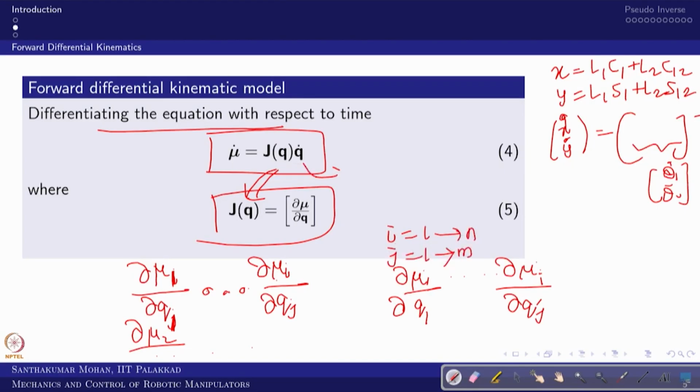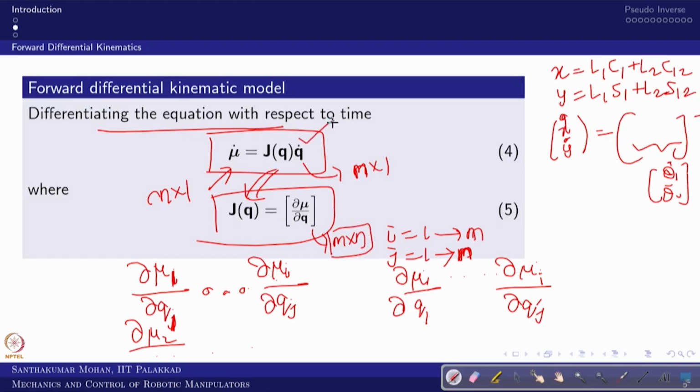So this would be m cross 1, that is what we have said, and this is n cross 1. Some books would write this as m and that as n, so you can write it that way. That is a uniform format. Then this would be m cross n as the size. Now this is what you call differential kinematics.